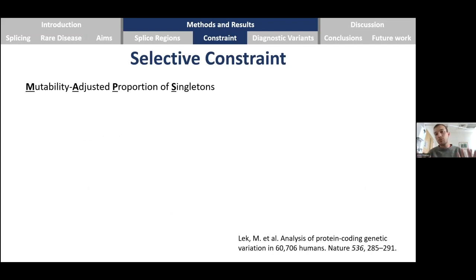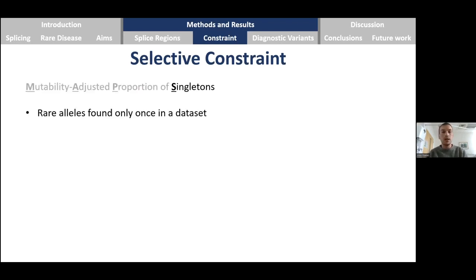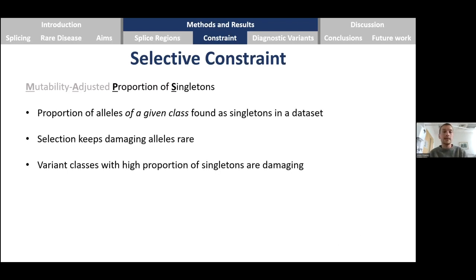And in order to prioritize those sites and those variant types that are most likely to be damaging, we calculated a variant level constraint metric called the mutability adjusted proportion of singletons, or the MAP score. And just to briefly explain that, singletons are rare alleles that are only found once in a data set. The proportion of singletons is the proportion of alleles of a certain class, such as nonsense variants, which are found as singletons in a data set.